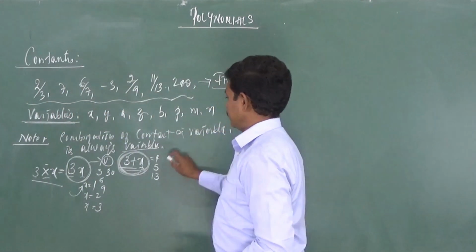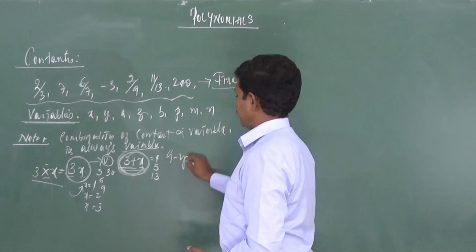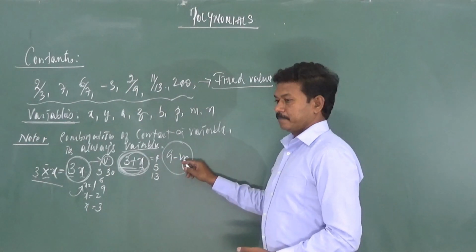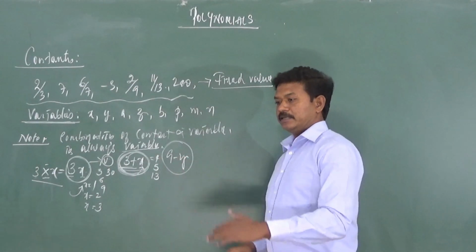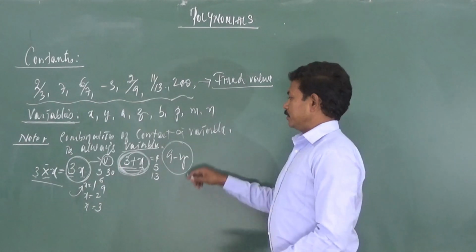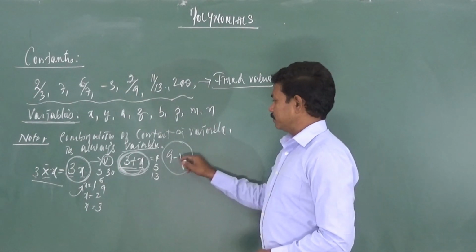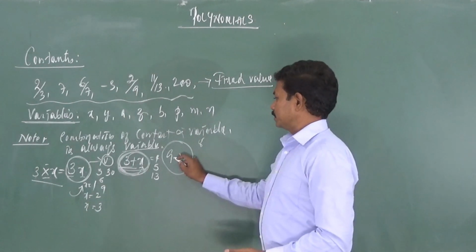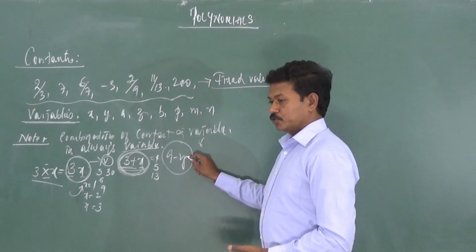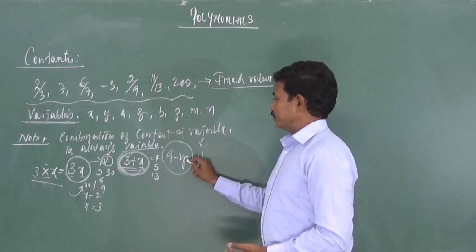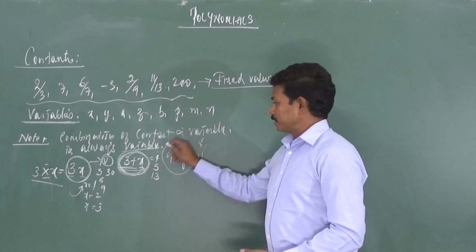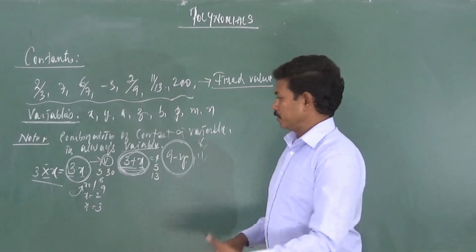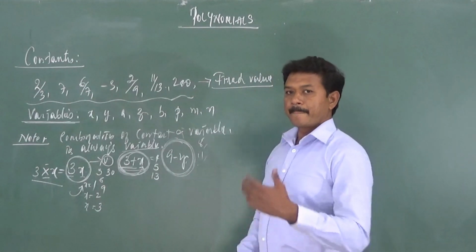Right. Next we go with another one. 9 minus y. Is this a constant or a variable? Here 9 is a constant, y is a variable. 9 minus y is also a variable, because when you give y equal to 1, 9 minus 1 is 8. If you give y equal to minus 2, that becomes minus into minus 2, that is 9 plus 2, which becomes 11. So when you go on giving values to y, the value of 9 minus y goes on continuously changing according to the value of y. Therefore 9 minus y is also a variable.